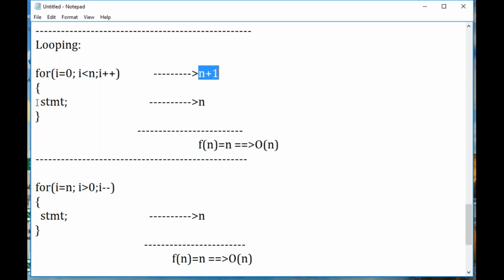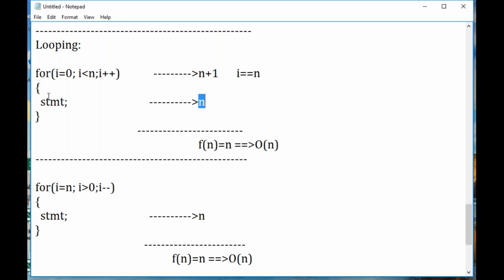And the statement inside the for loop, how many times does it execute? It executes n times. Whenever your i value is equal to the n value, it will break, right? So once it goes till n plus 1 time, it will break. So this particular statement inside will execute only n times.